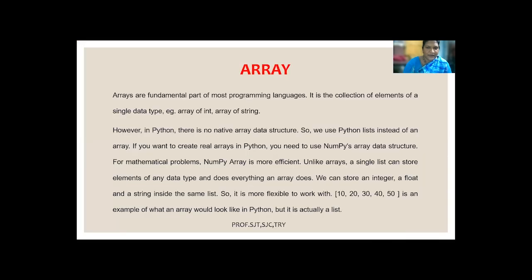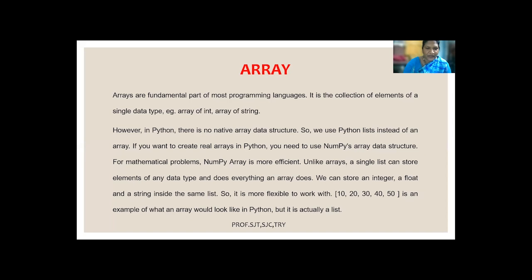What is meant by an array? Arrays are a fundamental part of most programming languages. It is a collection of elements of a single data type. Example, array of integers, array of strings. However, in Python, there is no native array data structure. So we use a Python list instead of an array.